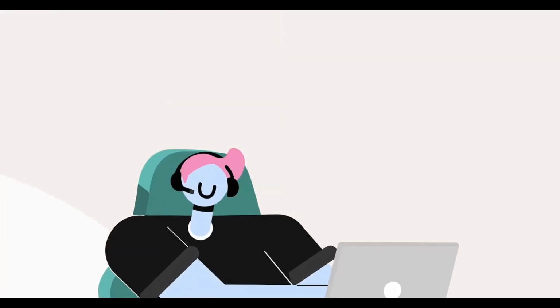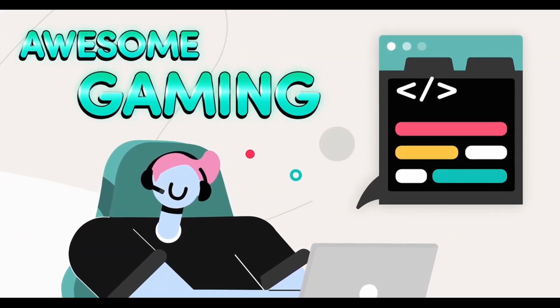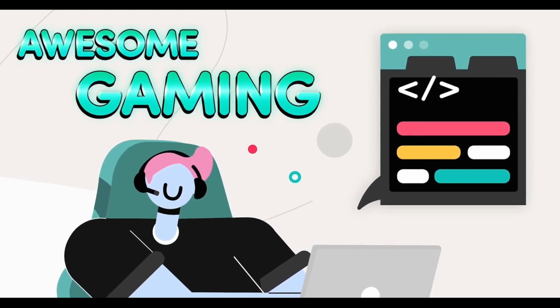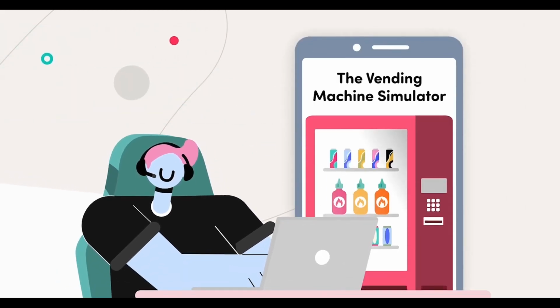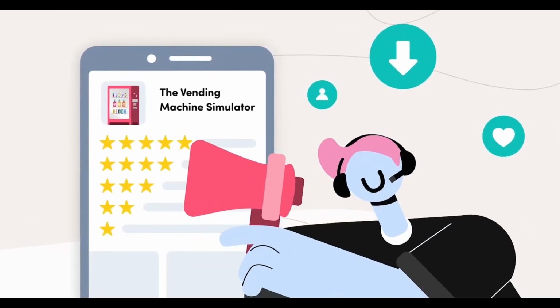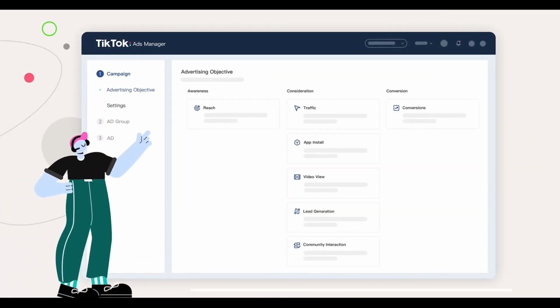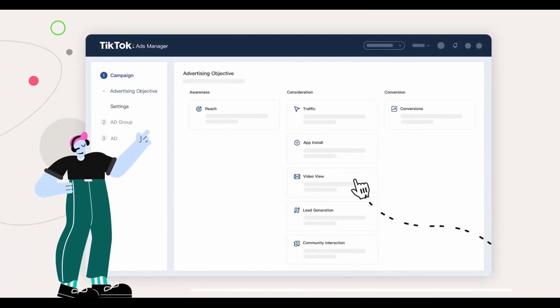For example, Andy runs an independent game studio. After countless hours designing, programming, and testing, they've just released their first mobile game, Vending Machine Simulator. Now that the game is available on the app stores, Andy wants people to install the app. This is why Andy should create a campaign using the App Installs Objective.